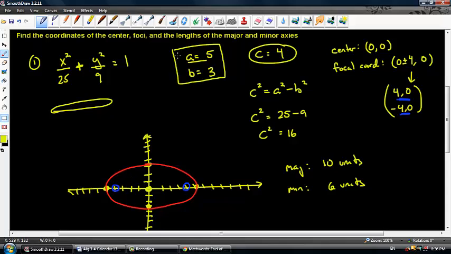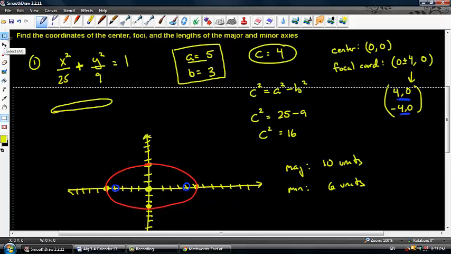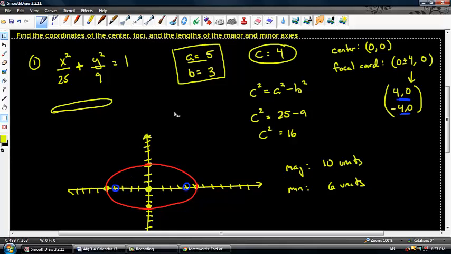We found A and B. The reason why we found A and B was to find C, C being the focal distance of my foci from the center of the ellipse. I mapped out the center, I mapped out my focal coordinates, I graphed it, and I found my major and minor axes. I know it's a lot to take in. We're going to do about 200 or 300 more of these.